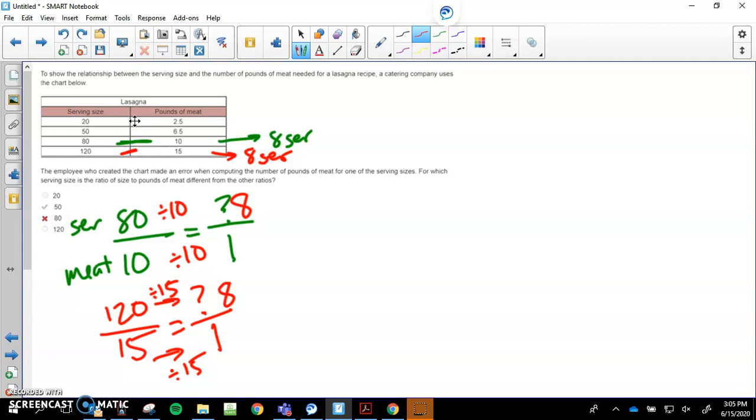Now over here, we got to do the same thing, so I'm going to do a different color. All right, for this one, if I say 20 servings is for 2.5 pounds of meat, how much servings is 1 pound? Now think about it the same way. Well, to go from 2.5 to 1, I have to divide by 2.5. Over here, I'm going to do the same thing.